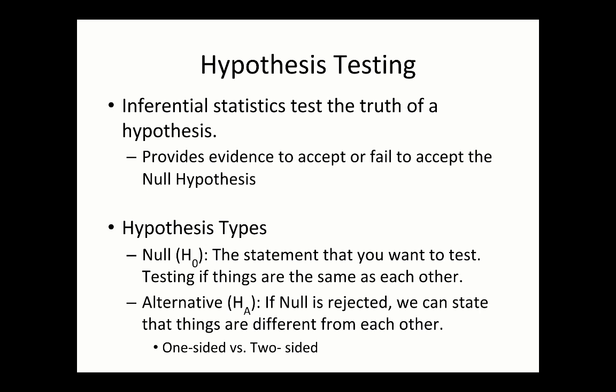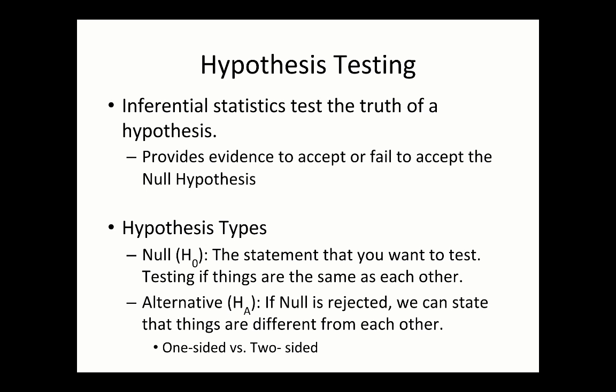When stating a hypothesis, there exists both a null and alternative hypothesis. The null hypothesis is actually what the statistical procedure is testing. When you have a significant p-value, then there is enough evidence to reject the null hypothesis and accept the alternative. With statistics, we are testing if things are the same as each other. The alternative hypothesis is accepted if the null is rejected, and we can state that things are different from each other.